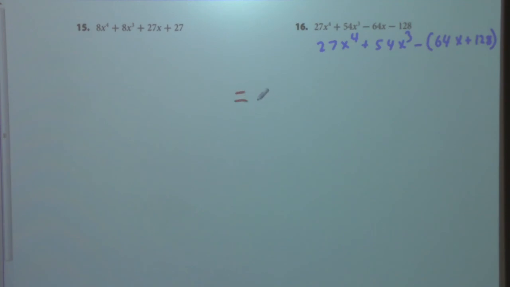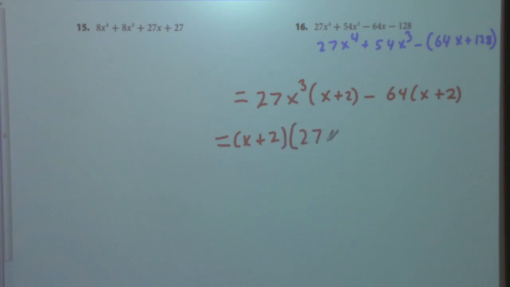Okay, I got my notes. I had 27x to the power 3, and then in parentheses, x plus 2, and then minus 64, parentheses, x minus 2. Then I got x plus 2 here, because that's the greatest common factor, right? And then 27x to the power 3 minus 64. Would that be minus?